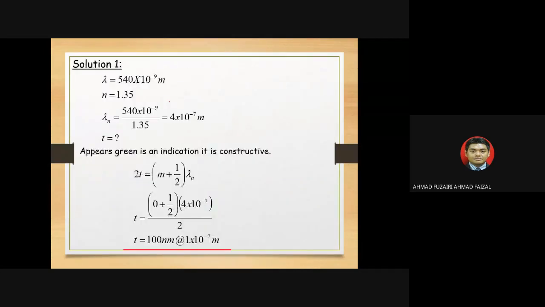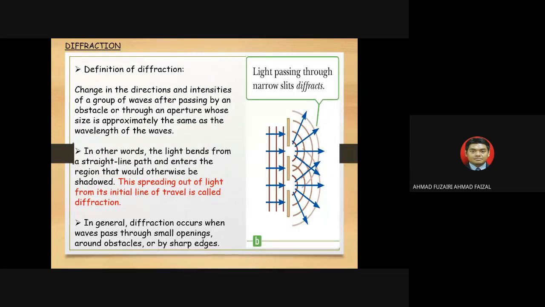Okay, right now, we consider diffraction. This one contains calculations in your final. Right, so the definition of diffraction: the change in the directions and intensities of a group of waves after passing by an obstacle or through an aperture whose size is comparable to the wavelength of the wave. So aperture ini bermaksud slit. Obstacle bermaksud halangan.